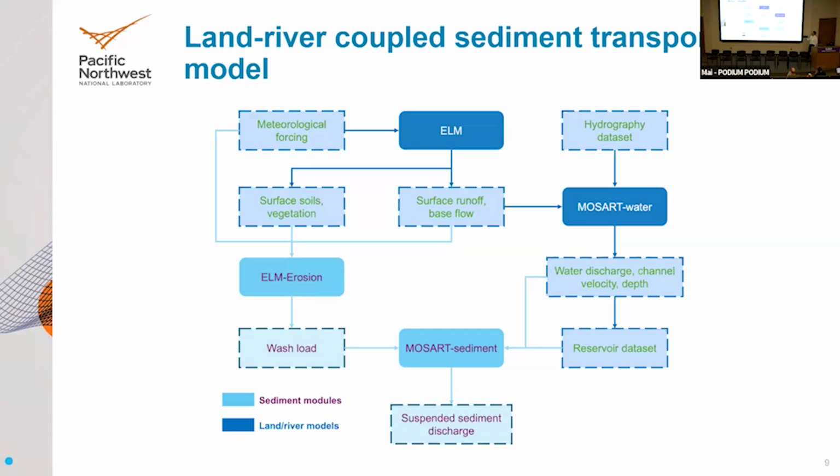Specifically, we have developed a soil erosion model for the ERM, called ERM erosion, that can simulate upland soil erosion. The simulated upland sediment yield is provided as suspended sediment to the river sediment model we call the Mozart sediment. Then the Mozart sediment model will route the suspended sediment from the headwaters to the river outlet. We have also represented the effect of reservoirs on the suspended sediment, so how the suspended sediment can deposit behind the dams.